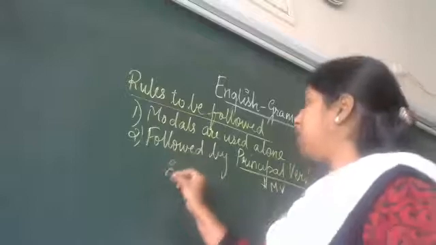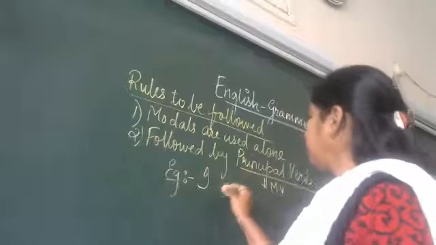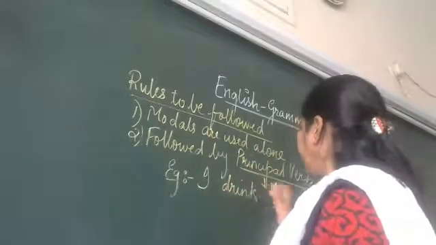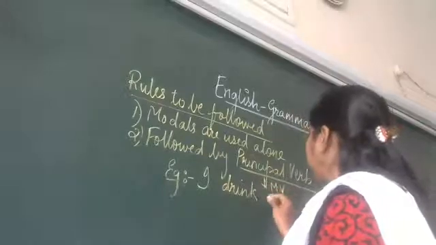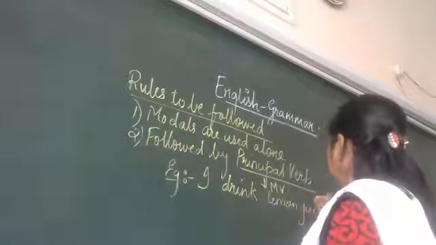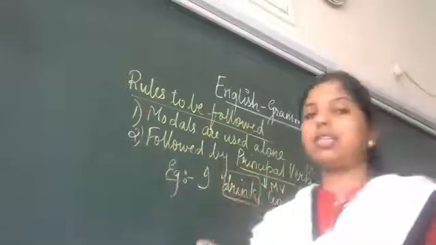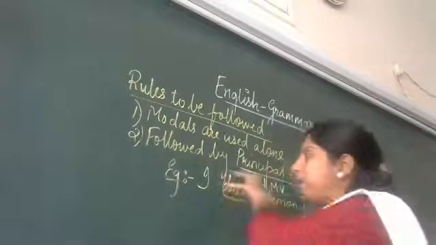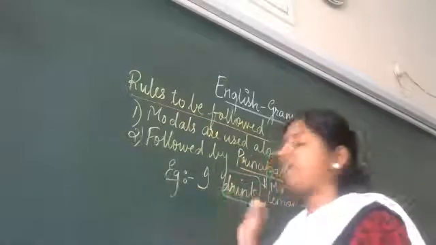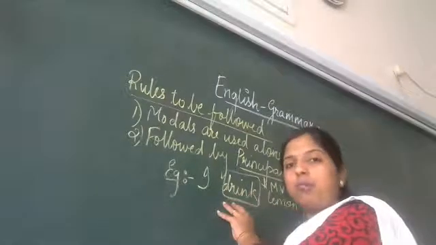So here I'll give you a small example. I drink lemon juice. Now this drink is what? This is the principal verb, the main verb in the sentence, because without this the sentence is incomplete and we don't have any other verb here. So this is the main verb that is called a principal verb.